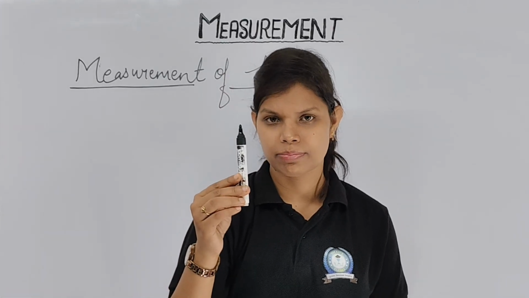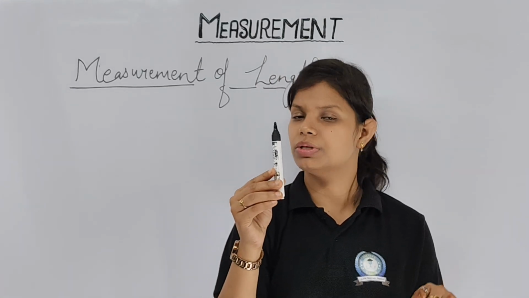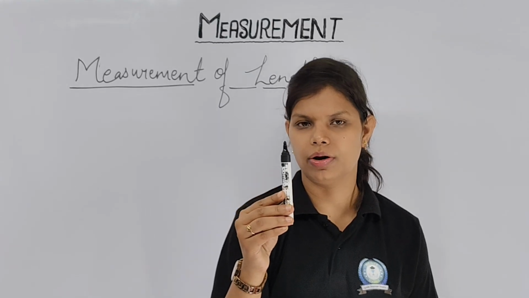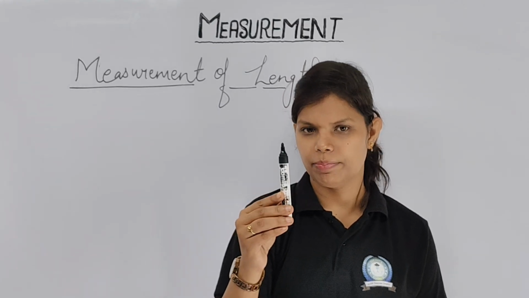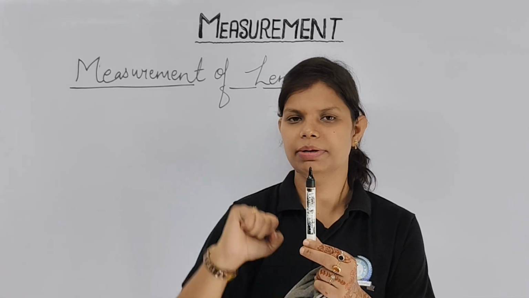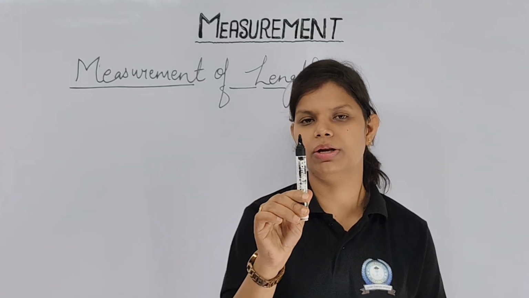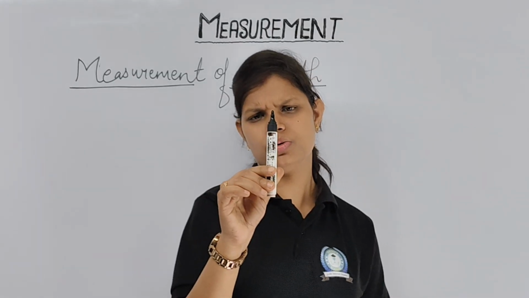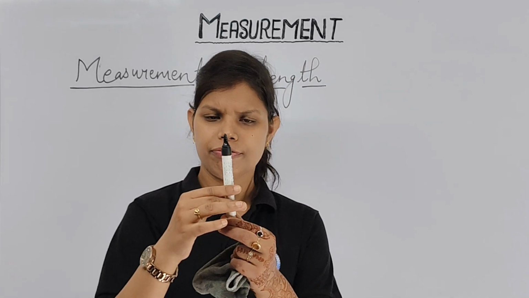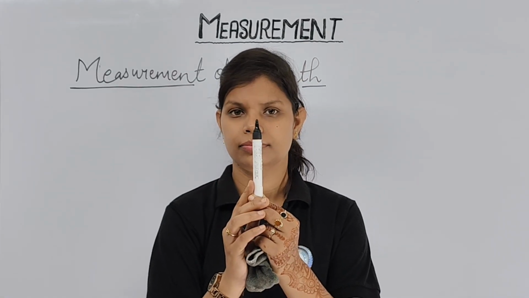So, can you guess? Please give your answer in the comment section. Estimated length. That means without a scale you have to measure and find it out. If for example, you have a 15 centimeter scale, you have seen a 30 centimeter scale, please measure it, estimate it, and then let me know. For example, if you estimate this is around 10 centimeter, then your 10 centimeter is your estimated length.